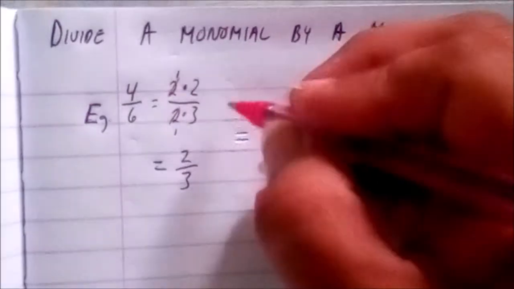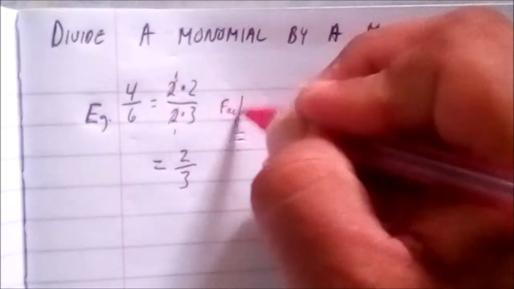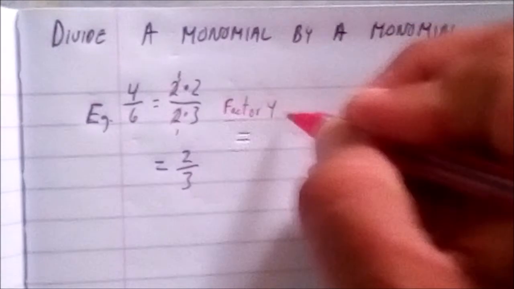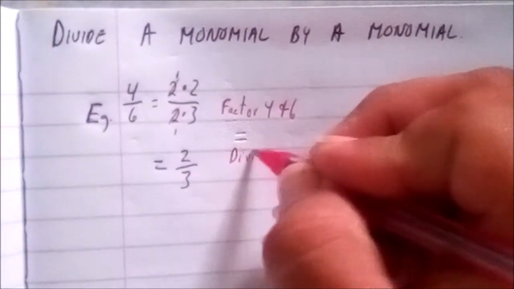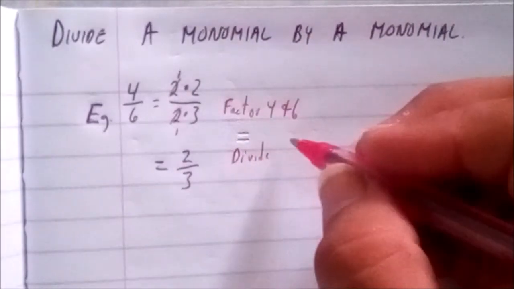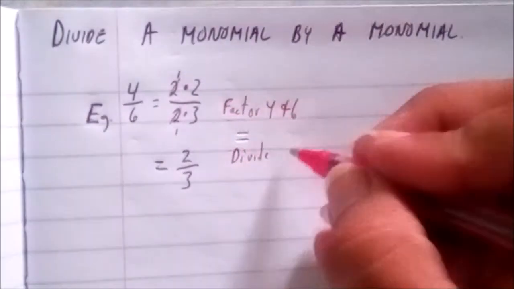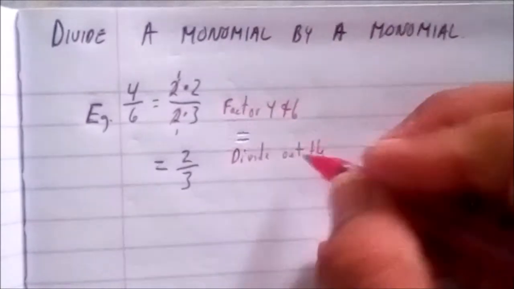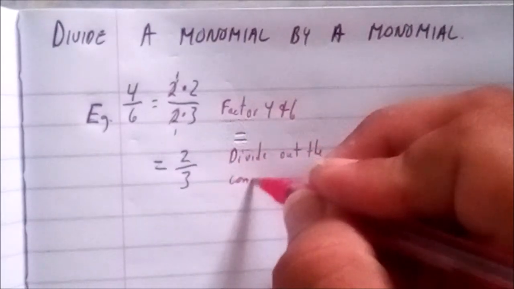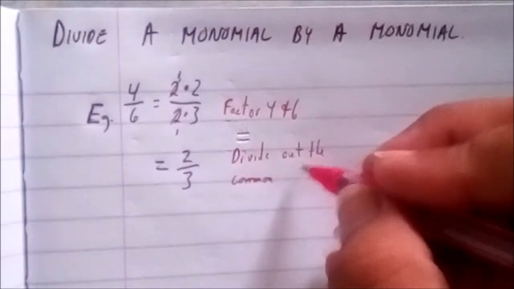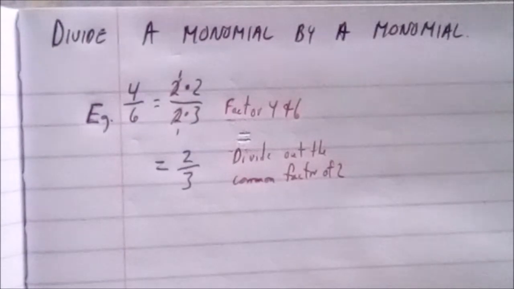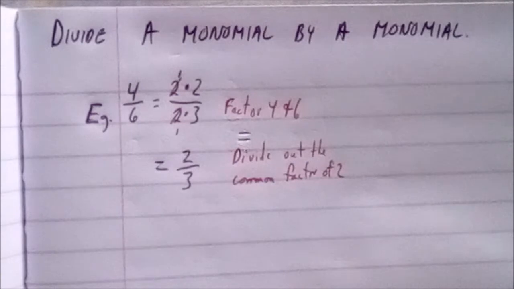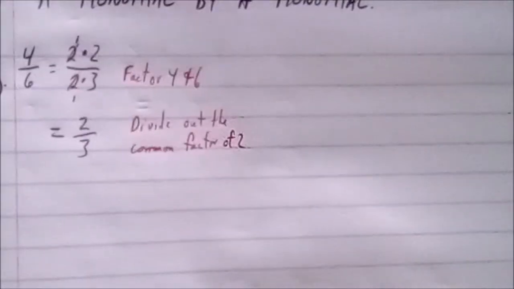So let me write the notes here. Factor 4 and 6. Divide, which we did, divide out the common factor of 2. Not necessarily does it have to be 2, it can be any other number, as we will see in a little while. Okay, so let's go to our next example.